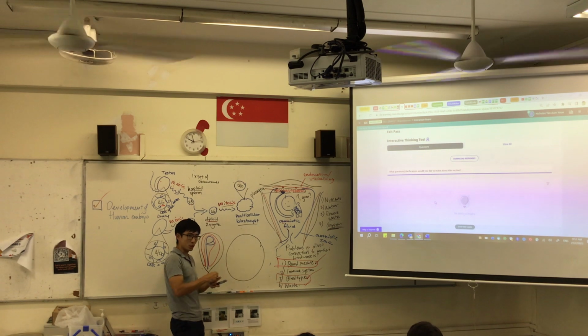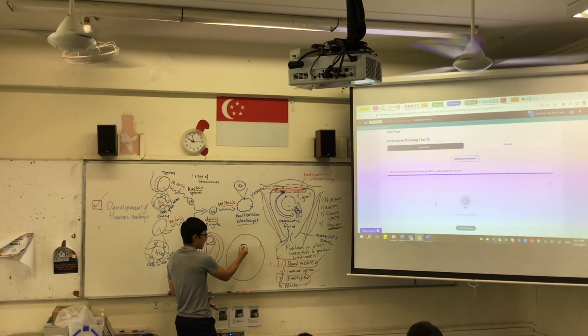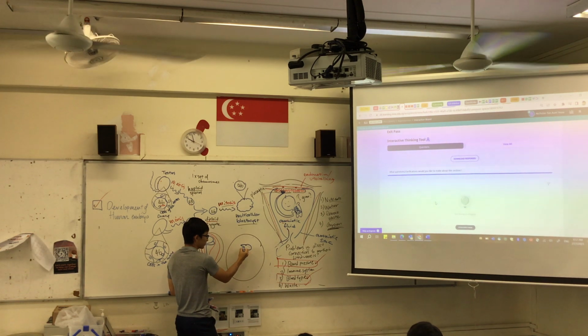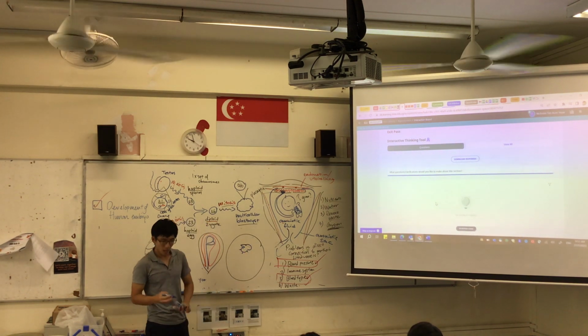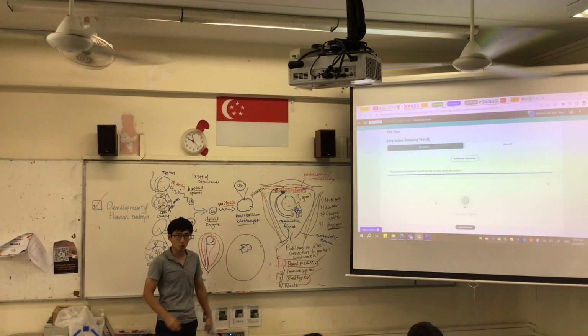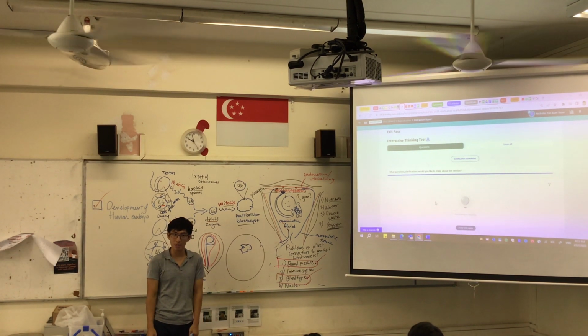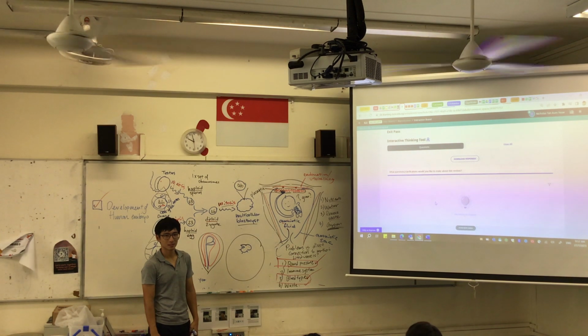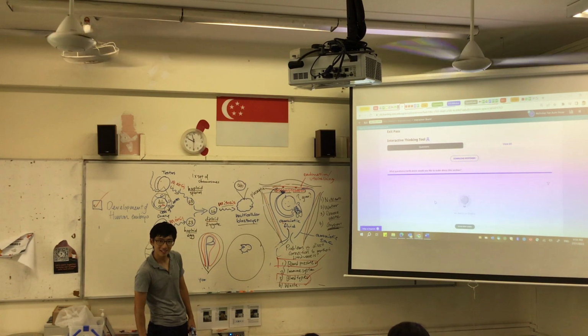Okay, the baby chick. I need to draw the baby chick first. So let's look at the embryo. So this is the baby chick. How in the world is this baby going to get nutrients? Disconnected from mom already, right? How? So see what you say.